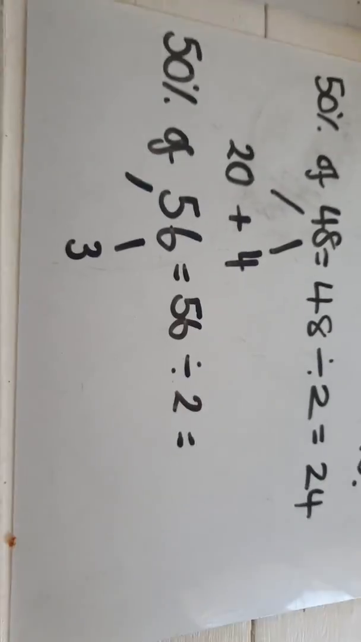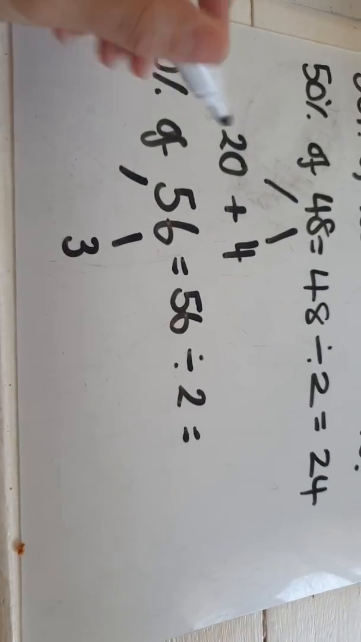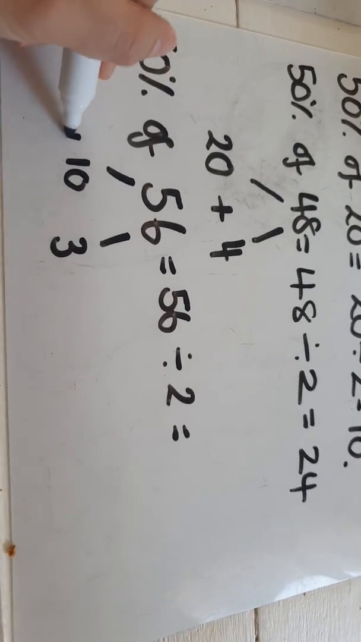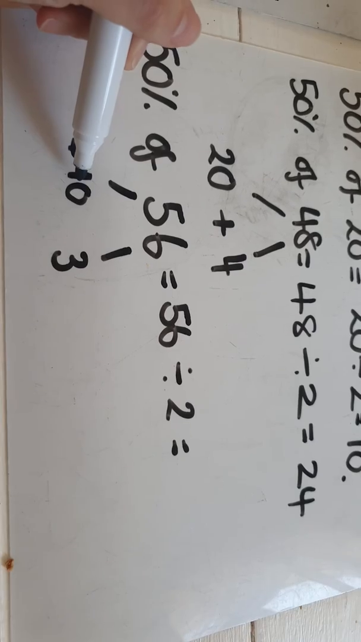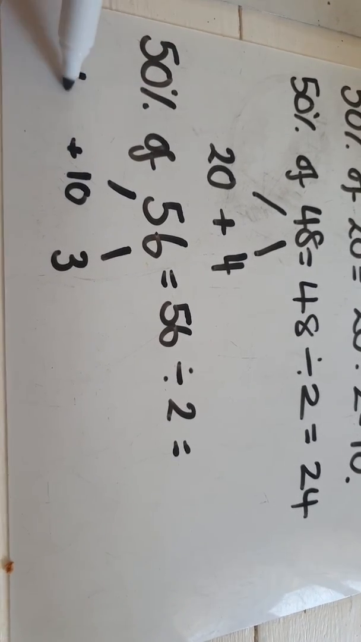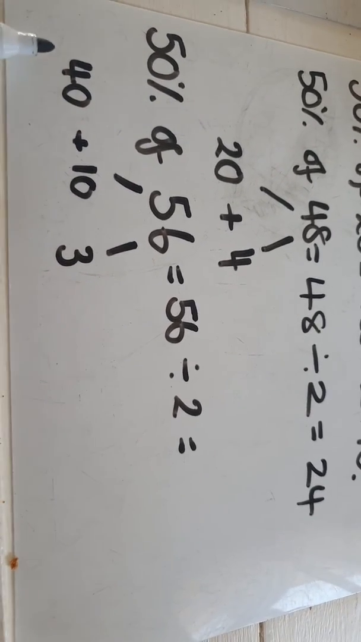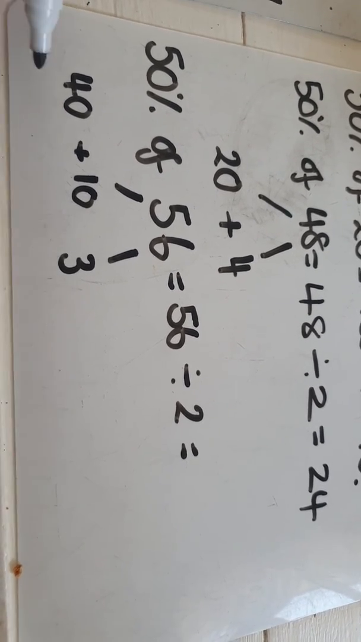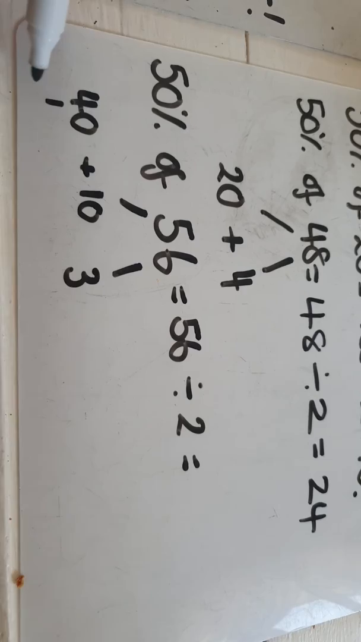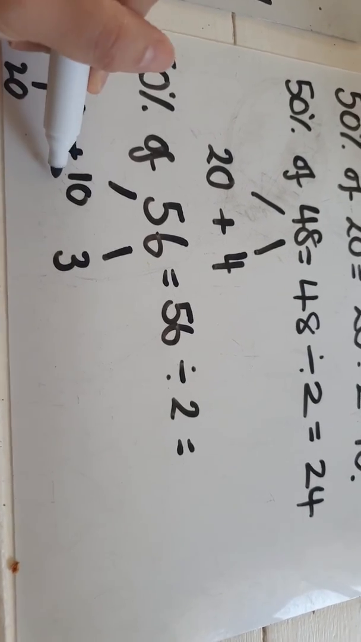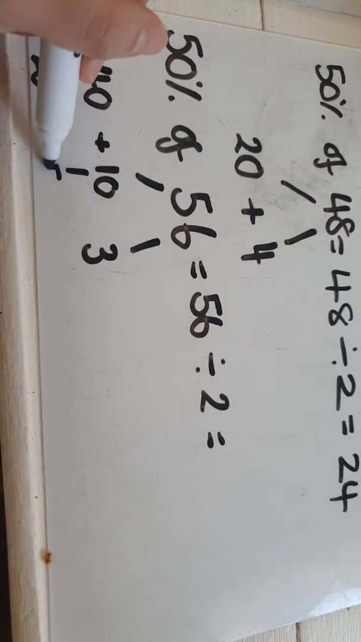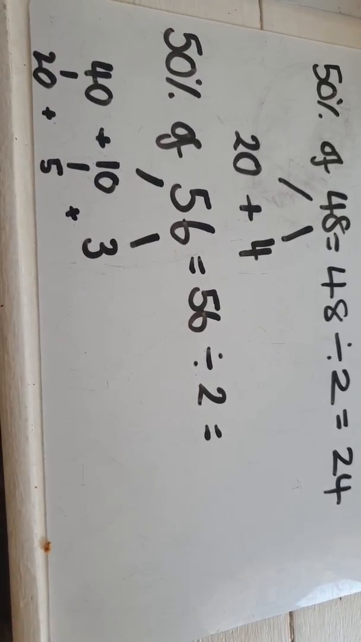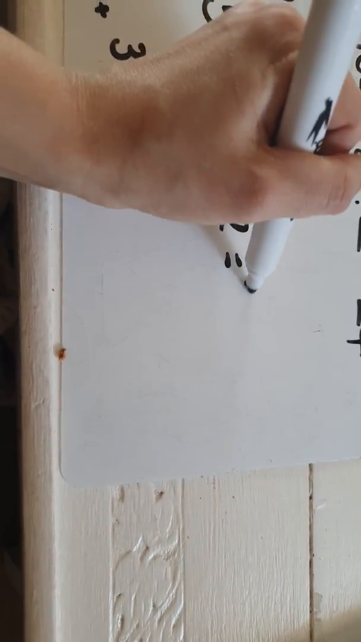This is where some of your children may need to partition this even further. So take a 10 away, which we can half in a minute. Okay, so 50 subtract 10 is 40. Now you have two numbers that are fairly easy to half now. So 40, half of 40 is 20. Half of 10 is 5. So you do 20, add 5, add 3, which equals 28.